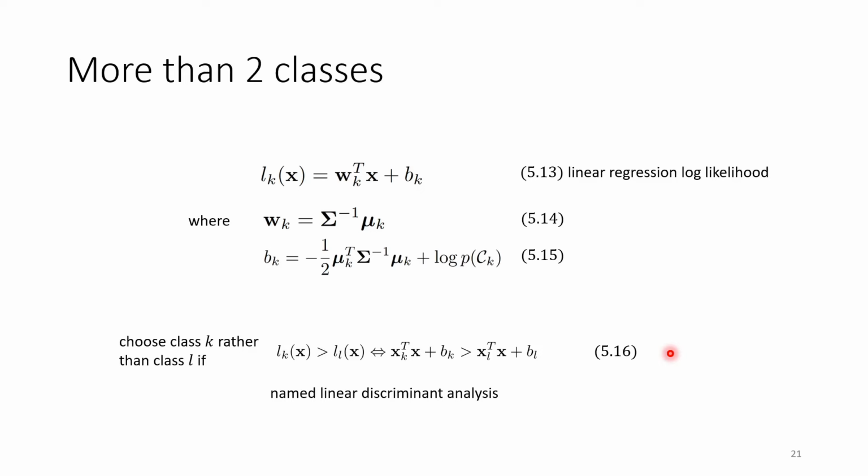And if there are more than two classes, then the linear regression log likelihood will be extended in this format. So there is another weight vector wk. However, we can still project the input vector to a line and use the projected value to predict its probability.